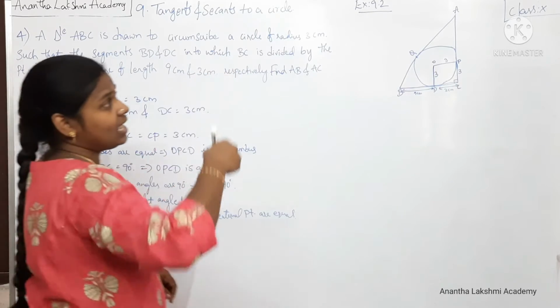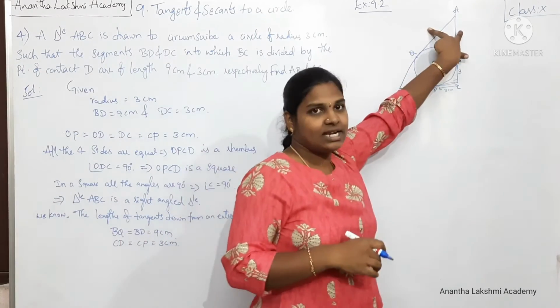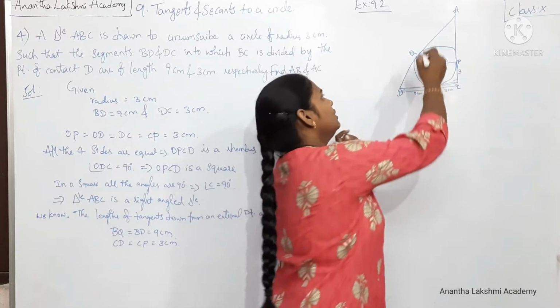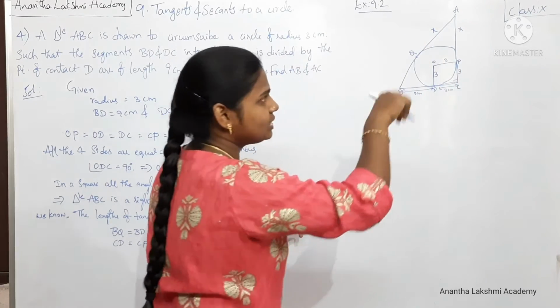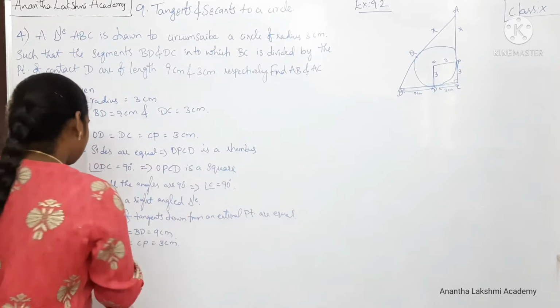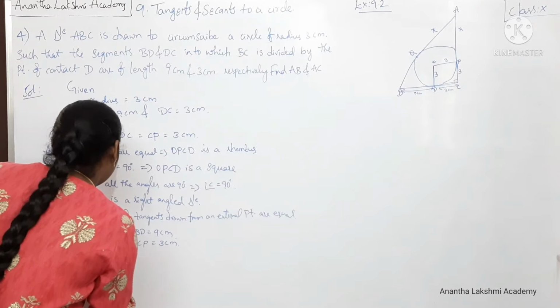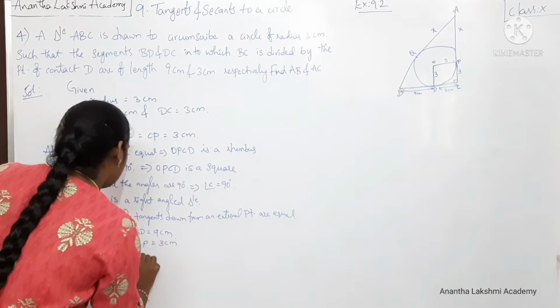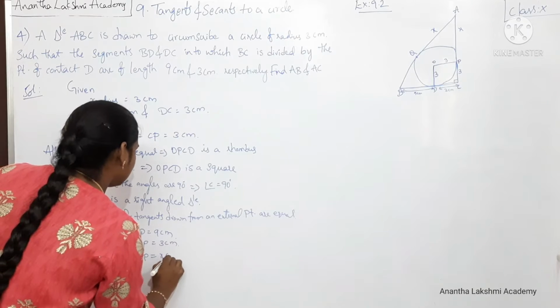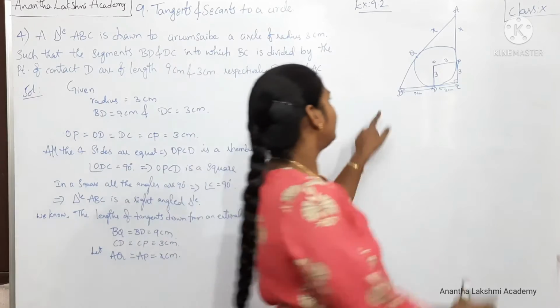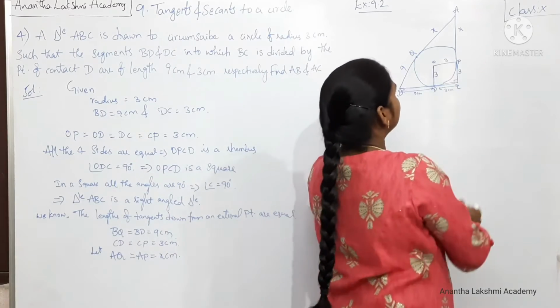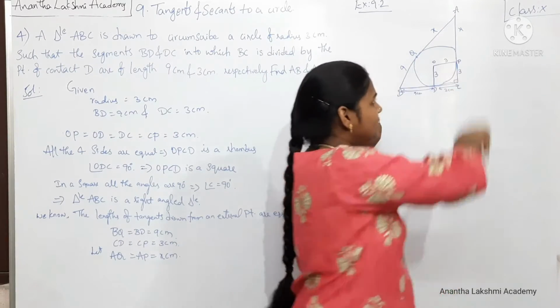But from A, we don't know this length, right? On both the sides, we do not know. So let us consider this as X. So that becomes AQ is equal to AP is equal to X centimeters. Now you know this is also 9. This is X. Look at the triangle now.